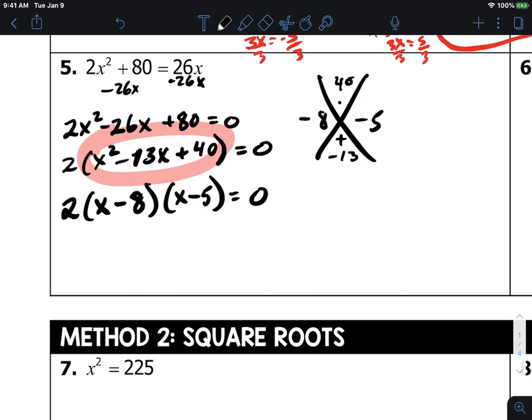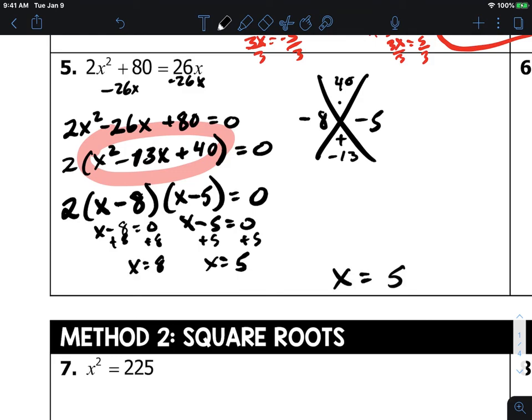Now I can solve those really easy. x minus 5 set equal to 0, so add 5 to both sides. x is equal to 5. And x minus 8 set equal to 0, plus 8 plus 8, x is equal to 8. So my 2 answers are 5 and 8. All right.